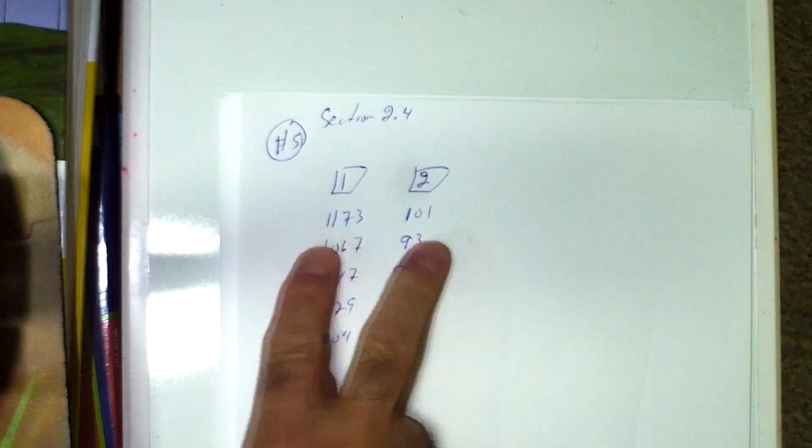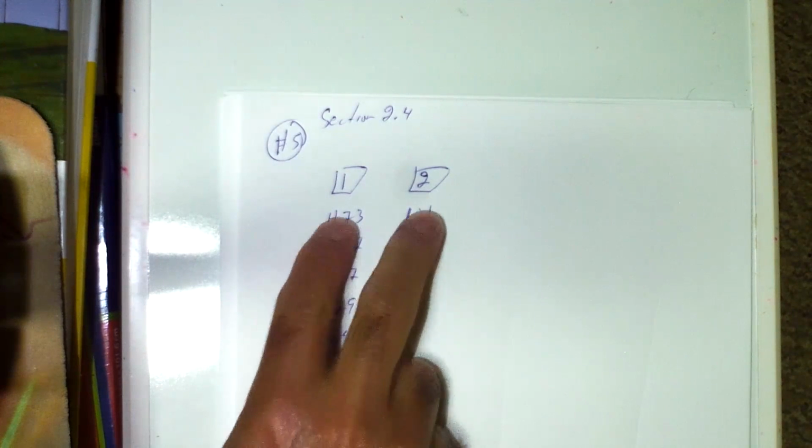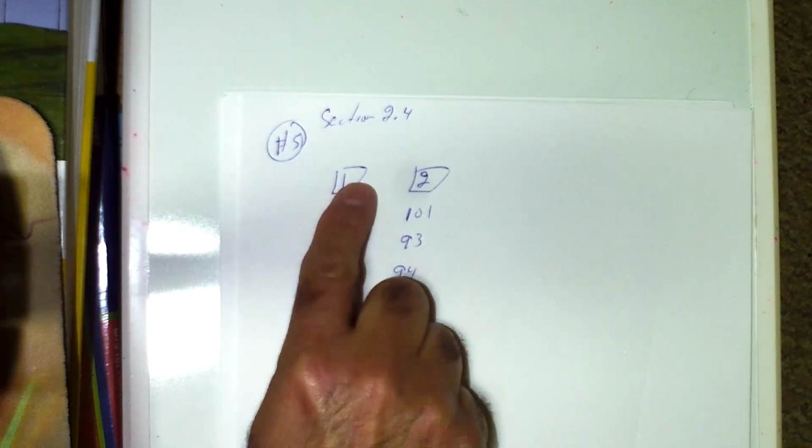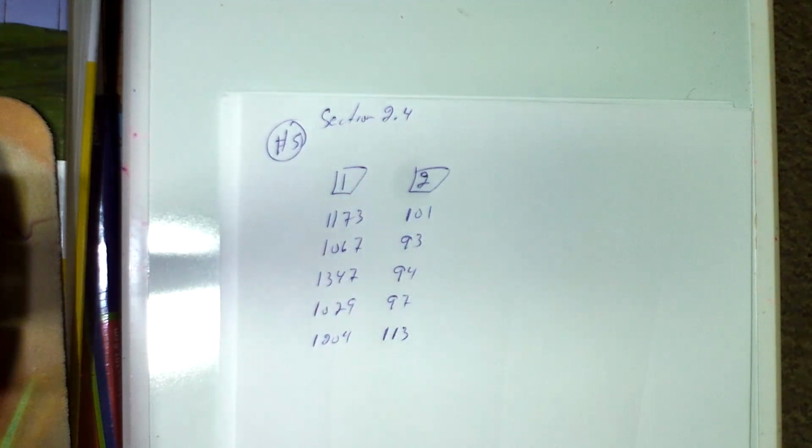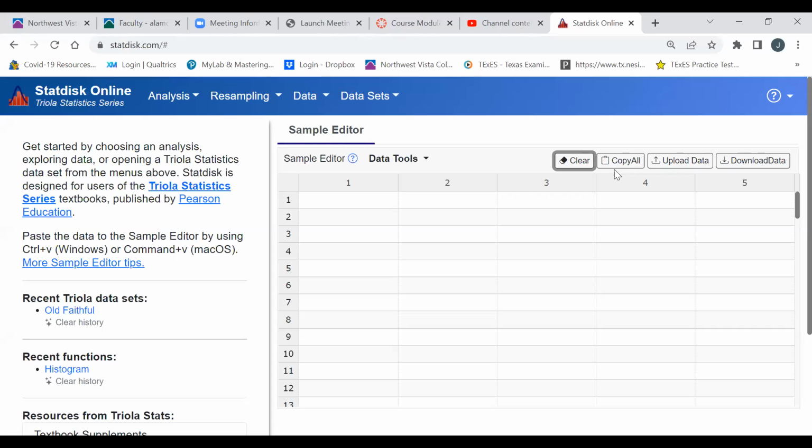So now I'm going to type these values into StatDisk. Column 1, type those numbers. Column 2, I'm going to type those numbers in. And then I'll share with you what to do on StatDisk. All right, so we're going to go to StatDisk, and I'm going to type in the numbers.